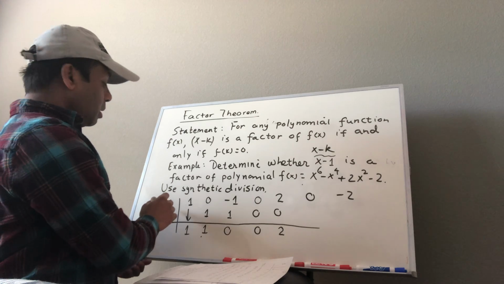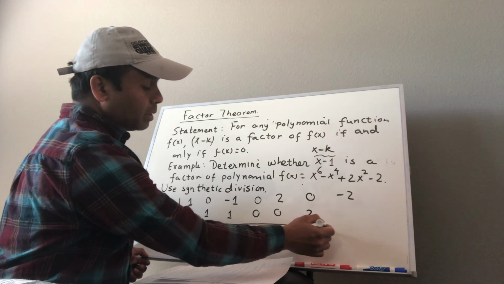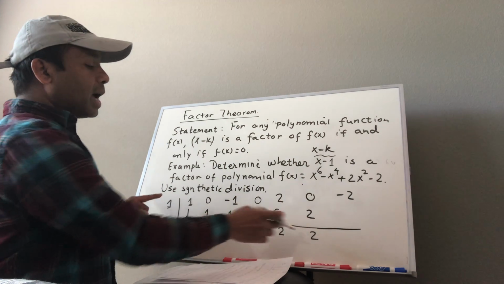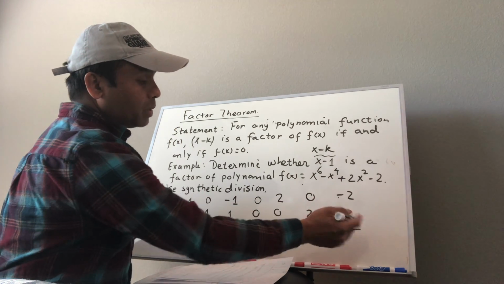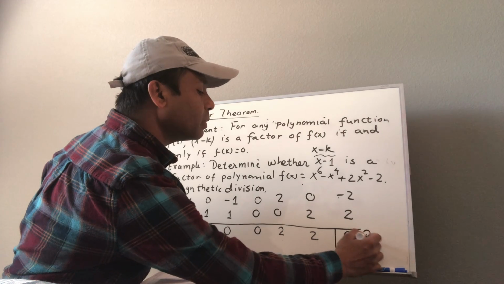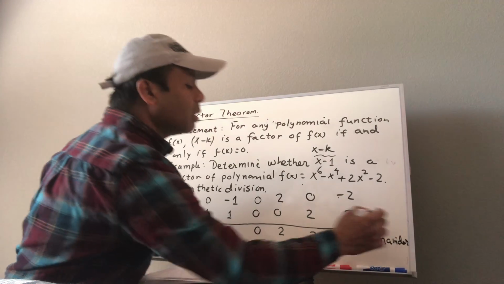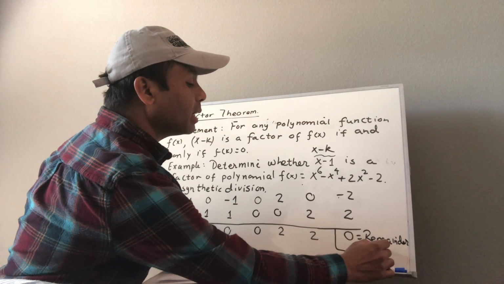And what is 1 times 2? This is 2, right below this 0. And 0 plus 2 is 2. 1 times 2, 2. So negative 2, positive 2, pair them up, you'll get 0. So this will be the what? Remainder, right? You guys know the synthetic division, right? So this is the remainder. You see, the remainder is 0. This remainder is exact, this is f of 1.